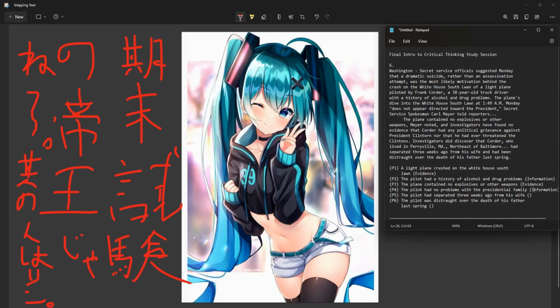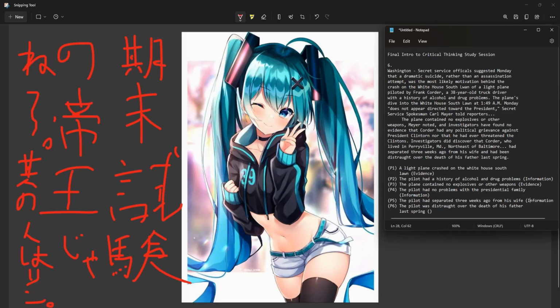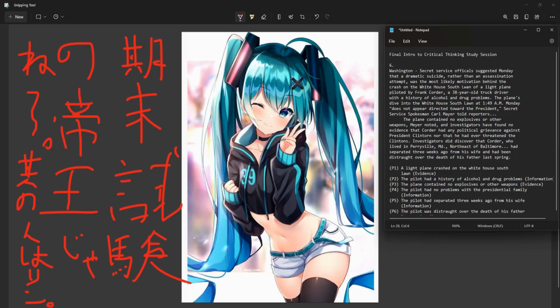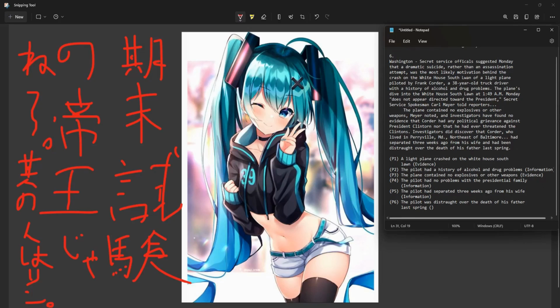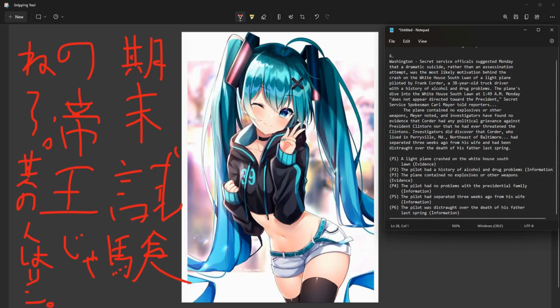Alright. The next one is that the pilot had separated 3 weeks ago from his wife. That's information. Alright. I'm gonna get carpal tunnel from this. I can already feel it. The pilot was distraught over the death of his father last spring. That's information. So in reality, we only need 2 pieces of evidence explained. Interesting, because everything else is information. This is a unique circumstance.